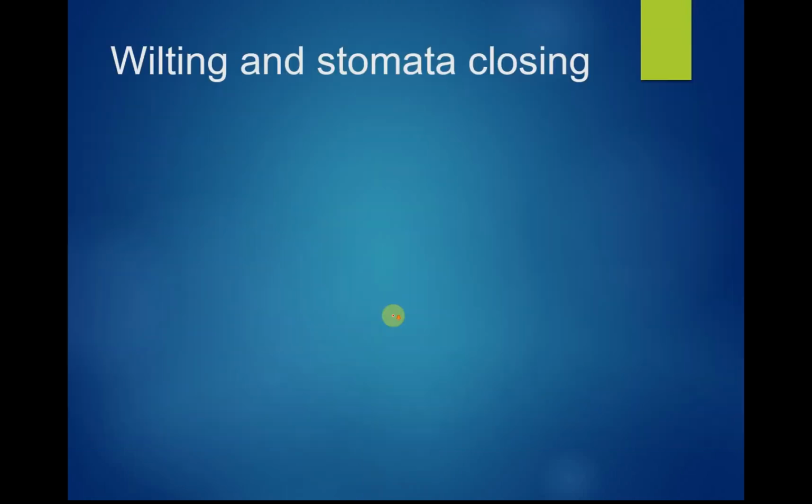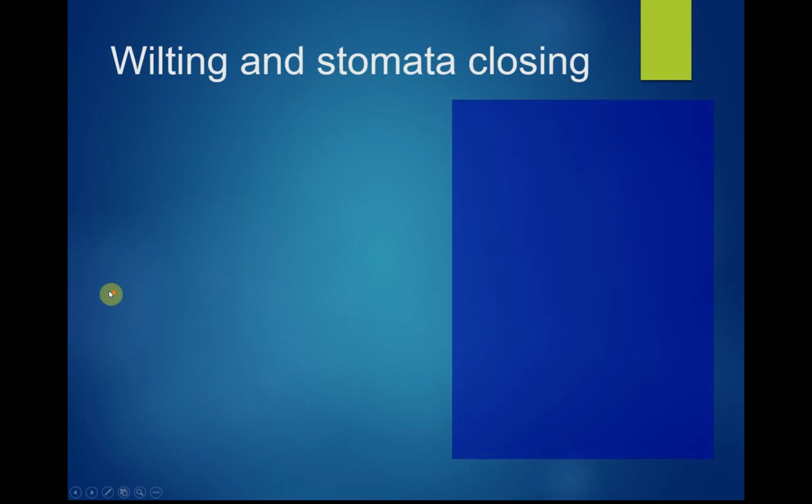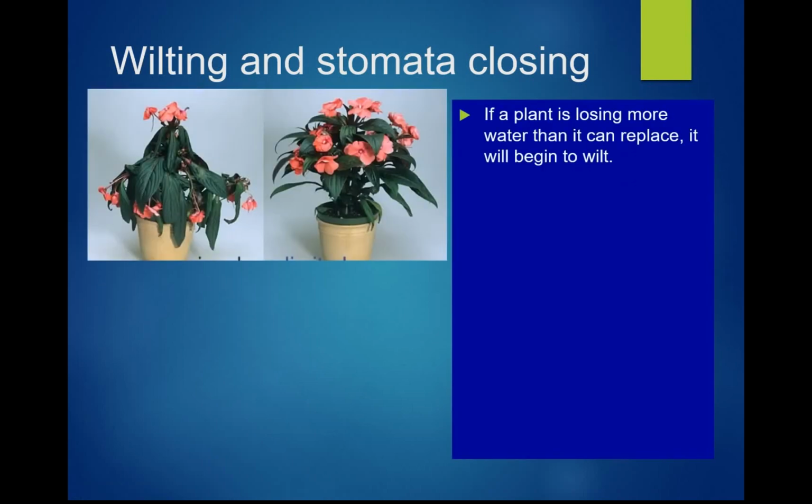Okay, so what happens if a plant is losing water vapor too quickly? Key thing is if a plant is losing too much water, more than it can be replaced, it will wilt. You can see here's a plant which is nice and what we call turgid, so the leaves are all standing up, nice and flat, facing the sun coming down to them. But when this pot's drying out, not enough water to replace the water being lost, the leaves wilt and they collapse downwards.